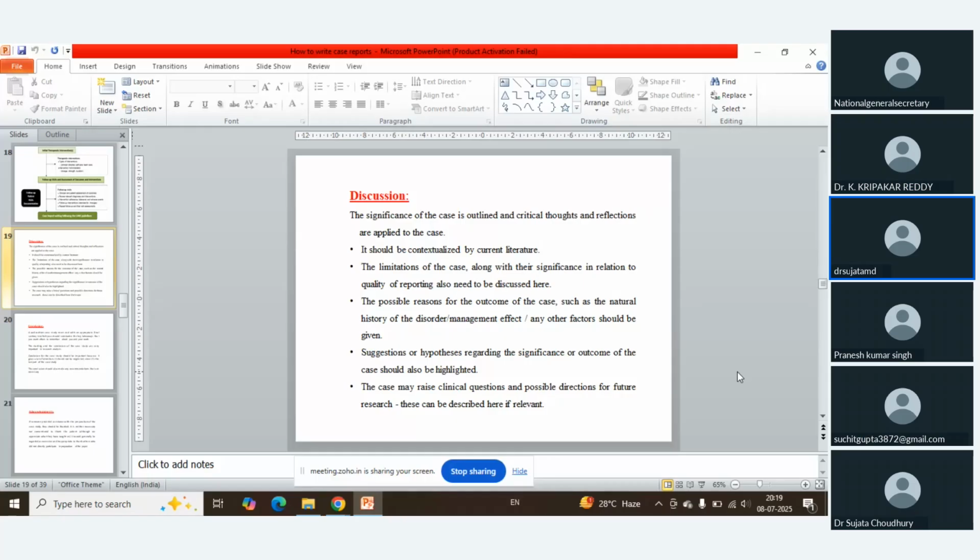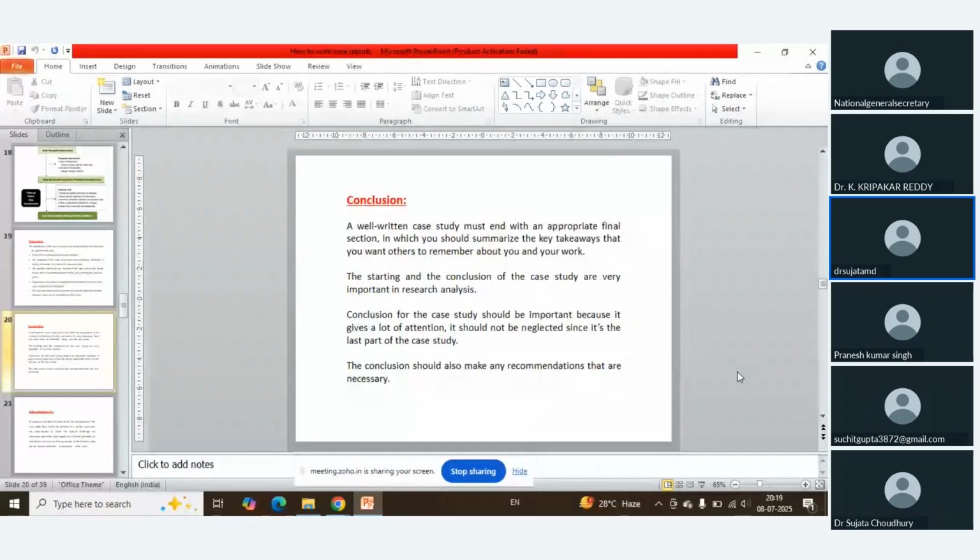Now, in the conclusion, what will we write? A well-written case study must end with an appropriate final section in which you should summarize the key takeaways. From this case, what we have learned, what the key takeaway or take-home message is, what key message it is giving, will be described in the conclusion, and what you want others to remember about you and your work. The starting and the conclusion of the case study are very important in research analysis.